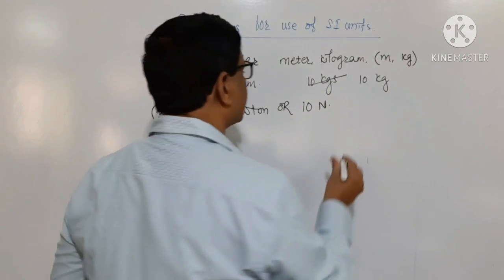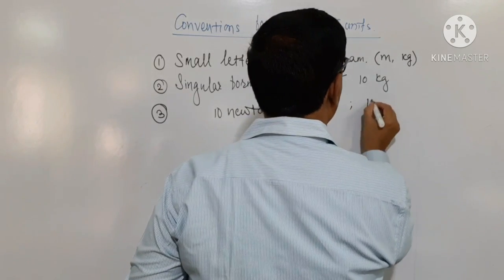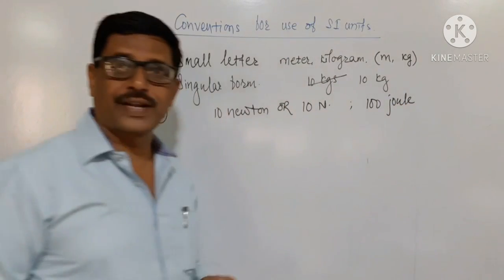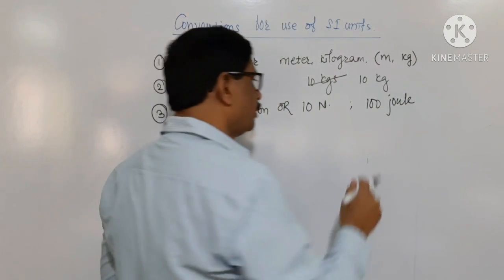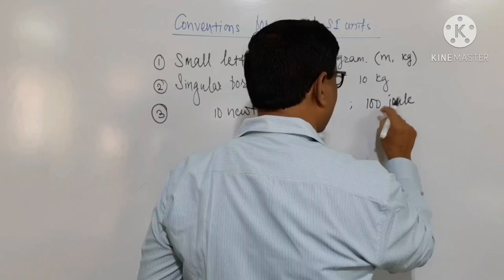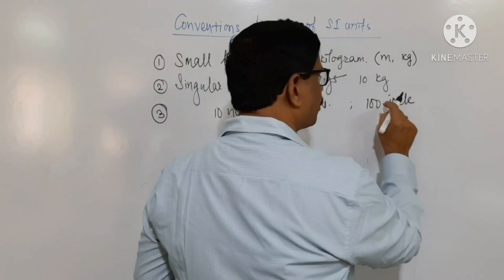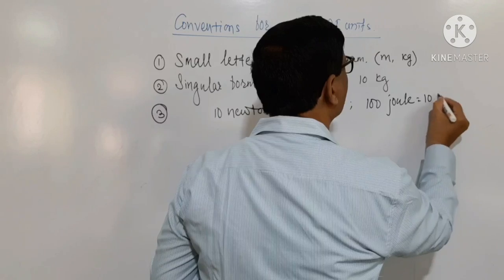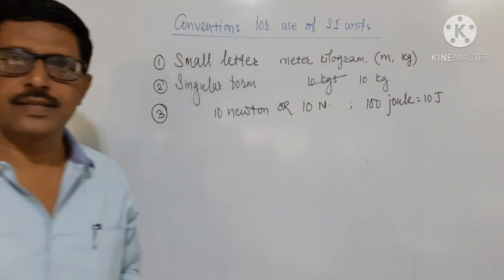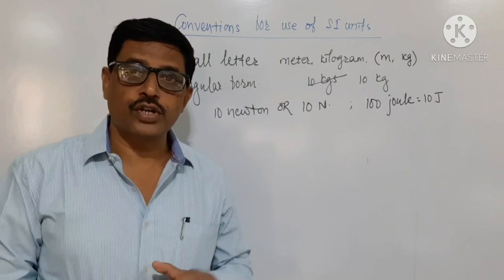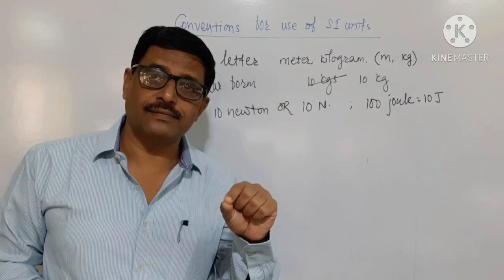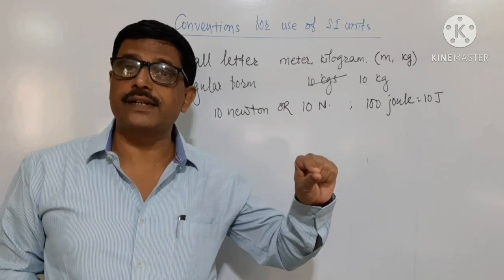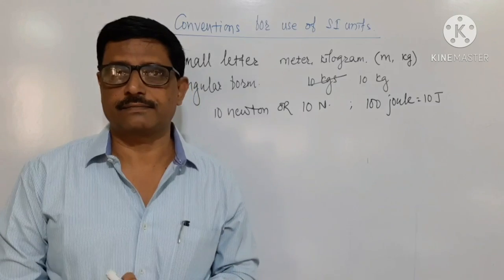In a similar manner, you can write 100 joule of work. Joule is the special unit for work, and when you are writing it in full form, you should write a small j, and when you are writing it in symbolic form, you may write it as a capital J. Therefore, the symbol of a unit with a special name should be represented with a capital letter.